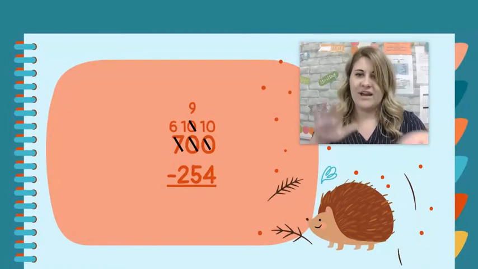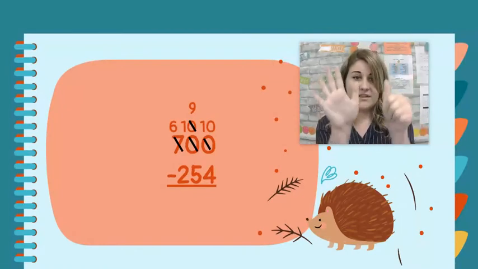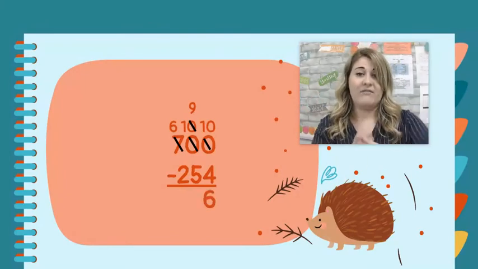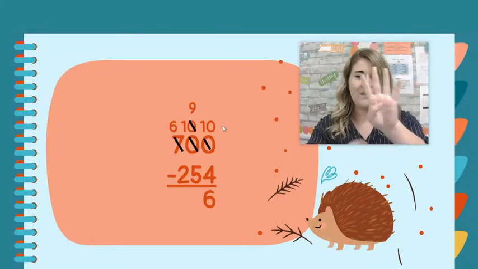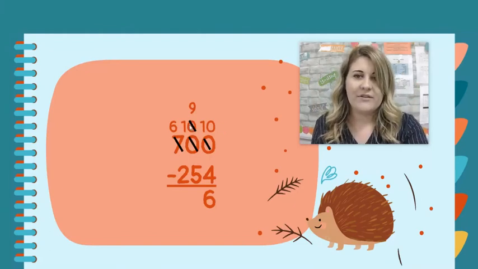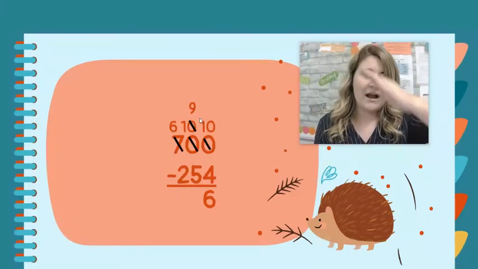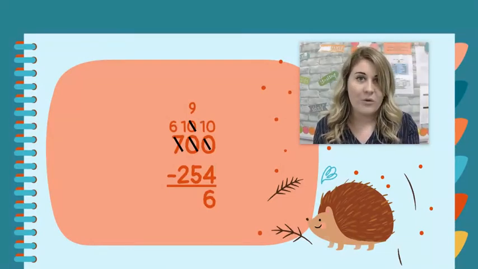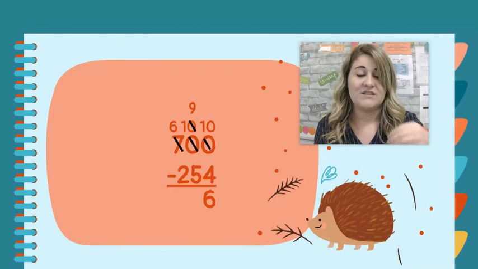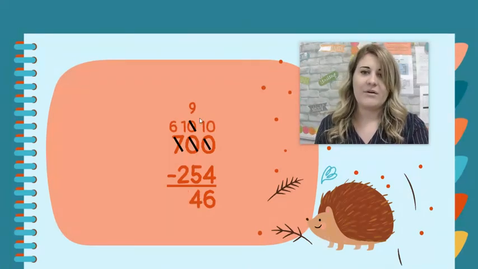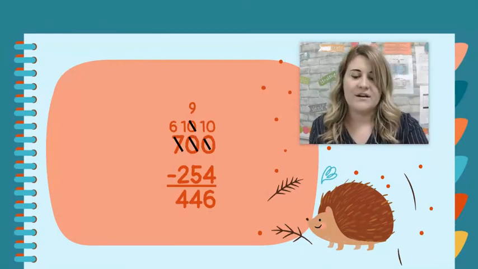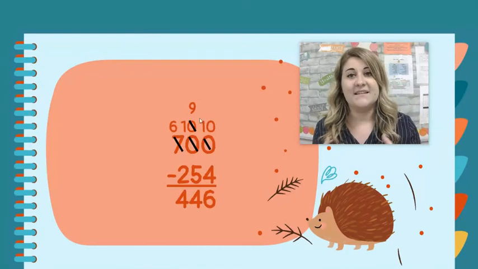10 minus 4, if I have 10, take away 4, that leaves me with 6. Then we're going to do 9 minus 5, if I have 9, take away 5, that leaves me with 4. Notice how this is not 10 minus 5. We had to mark out that 10, and we had to take 1 from the 10, make him a 9, and then give it to the ones, so that way we could subtract the ones. So make sure you're marking out those numbers. 9 minus 5 is 4. Now we're going to do 6 minus 2 is also 4. So our answer here is 446. That is the difference, okay?